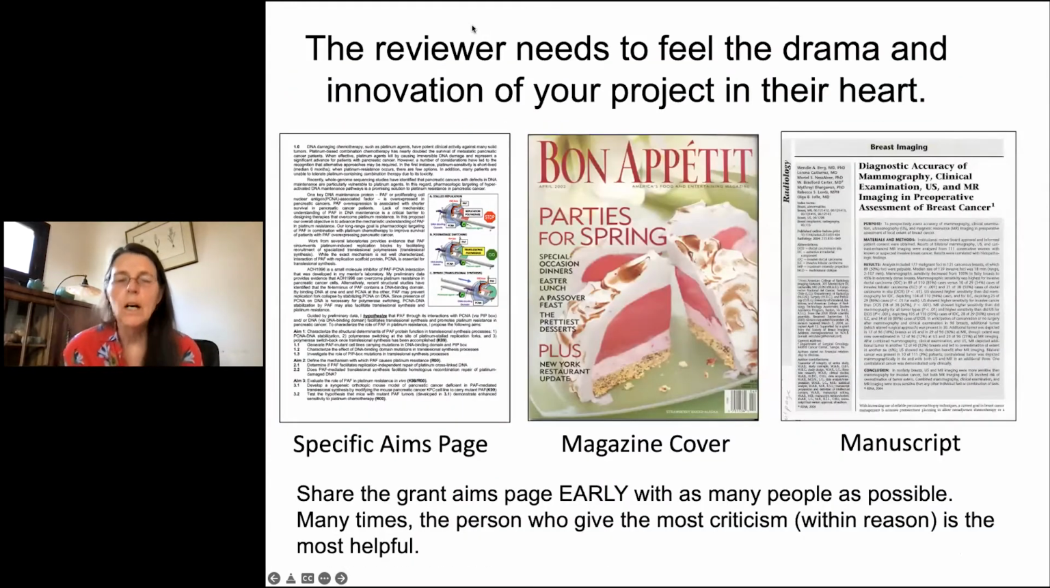So first thing, grants are not papers. And we all learn how to write papers early in our career. And so when we start writing grants, we start thinking, oh, well, this is just a smaller manuscript. And we start with a very long introduction to our topic. I would suggest that that may not be the best approach, because once you give this very long introduction, you don't tell the reviewer where you're going. So what I'd like to make you think about is that your aims page is like the cover of a magazine. So here's a Bon Appetit magazine.